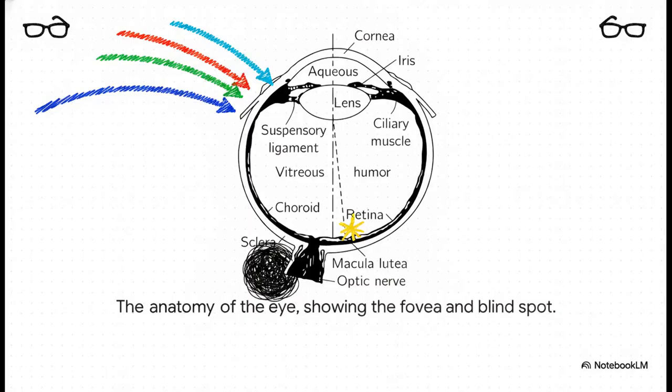Just follow the path of the light here. It enters right through the cornea at the top, passes through the lens, and then hits the retina at the back. See that little tiny depression right in the center? That's the fovea. That's where our vision is at its absolute sharpest, where we naturally focus when we want to see super fine detail. And then check this out. Right below it, where the optic nerve exits, there are literally no light-sensitive cells there at all. It creates an actual literal blind spot that your brain just smoothly edits out for you.